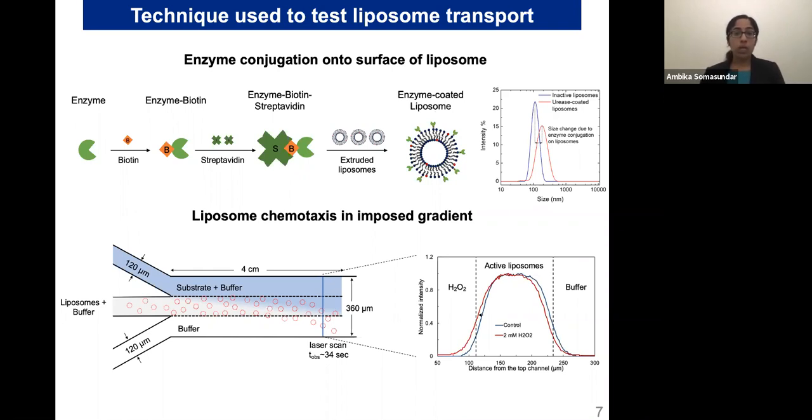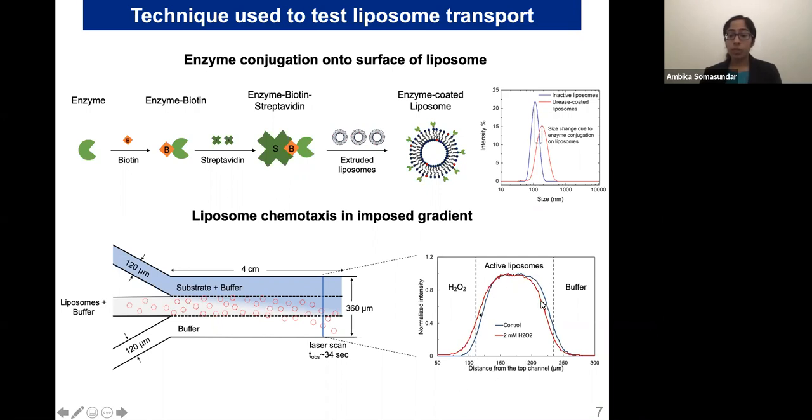microfluidic channel. Typically, we flow the lipid vesicles through the mid-channel, and the side channel has buffer, and this constitutes the control experiment. When we replace one of the side channels with substrate or reactant, this is the experiment. We compare the experiment with the control to obtain the amount of movement that we get in relation to the substrate.